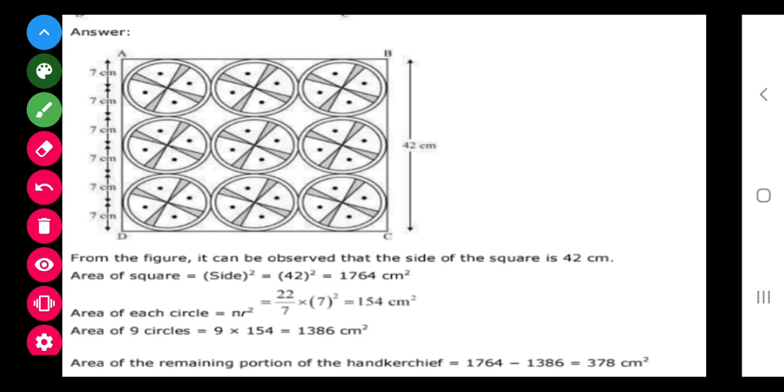So see the solution. Same. Now the area of the square will be 42. This is completely 42, so 42 into 42 is the area of the square, and the area of one circle is this. As the radius is 7, this formula is used. Now the area of 9 circles will be obtained by multiplying by 9, and finally the result is this. Area of square minus area of 9 circles. I hope you all are understanding.